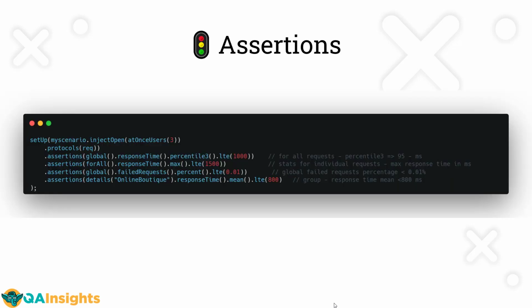So here we are defining the assertions for the setup, my scenario, and it will inject the three virtual users. So here we are creating the requests for the online boutique, and there are four different types of assertions I have added. First one is the global assertion, which will check for all the requests, the 95th percentile of response time, which should be less than 1000 milliseconds. The second assertion will check for the individual requests. The maximum response time should not exceed 1500. And the third assertion, again, it's for global, where it will check for the failed requests percentage should be less than 0.01%. And the last assertion will check for the group online boutique, the mean response time, which should be less than 800 milliseconds. So these are four different types of assertions I have mentioned in this demo.